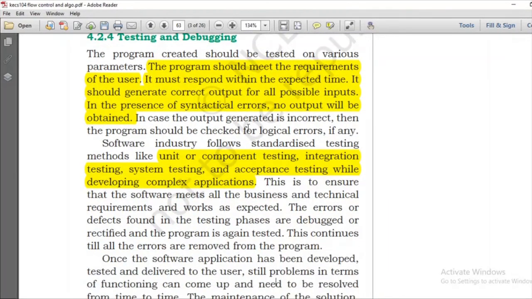Next comes testing and debugging, that is, the program should meet the requirements of the user. It must respond within the expected time. It should generate correct output. Now when you are done with your coding part, your software which will book tickets online is made. Now you want to test it. Obviously you will check whether the software is working properly or not. So you are going to check the response time.